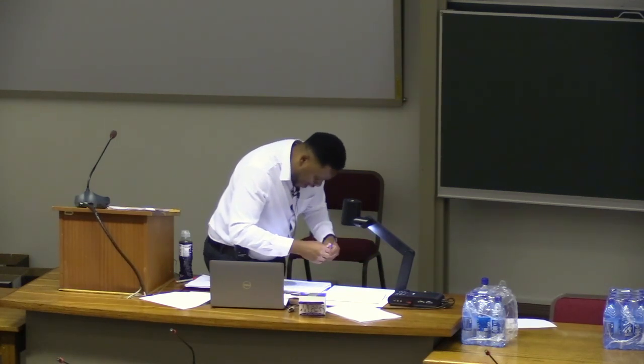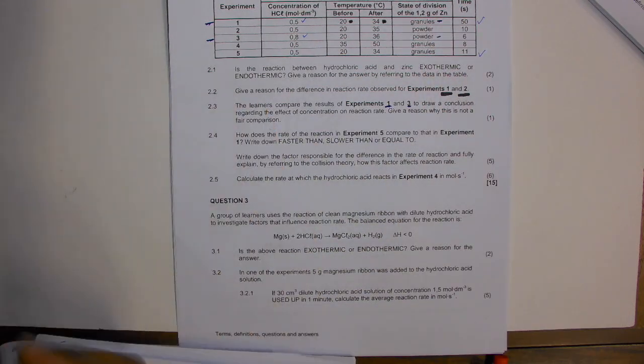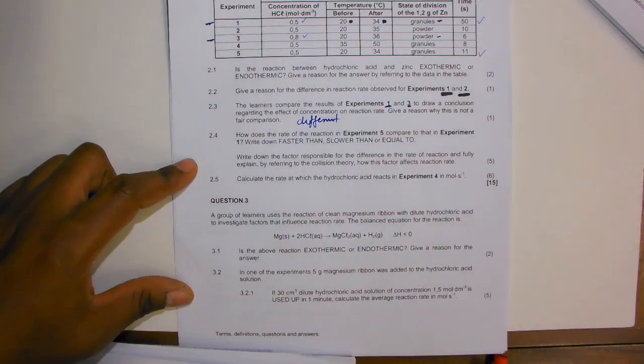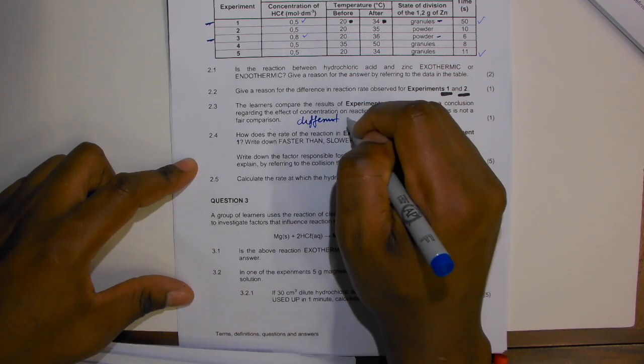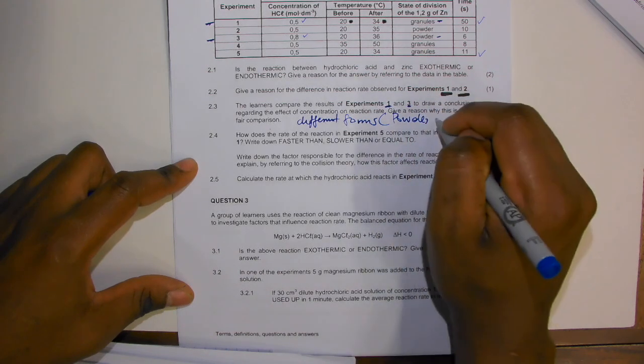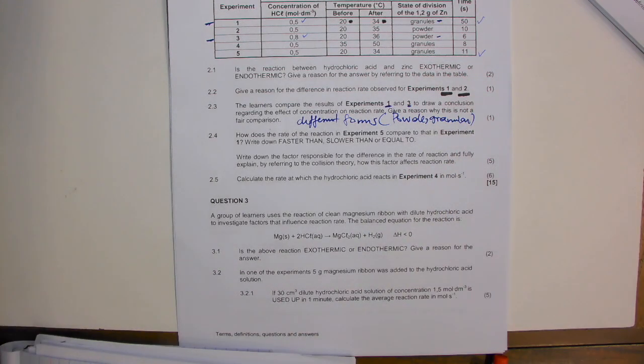And then you can also talk about the concentrations as well. I just thought about this easy, quick one as well. Is that okay? So it is not a fair comparison because they are looking at things in different forms and different concentrations. That's how you get the mark there. Different what? Different forms. The one is in a powder form, the other one is in a granular form. And also different concentrations. The one is 0.8, the other one is 0.5. Okay, good stuff, we move on.